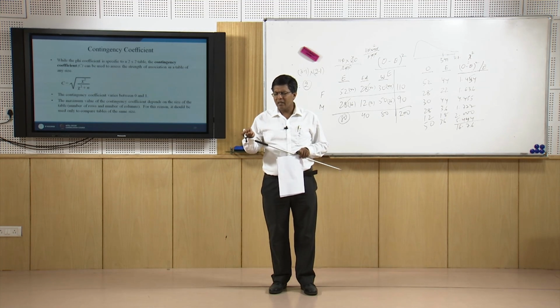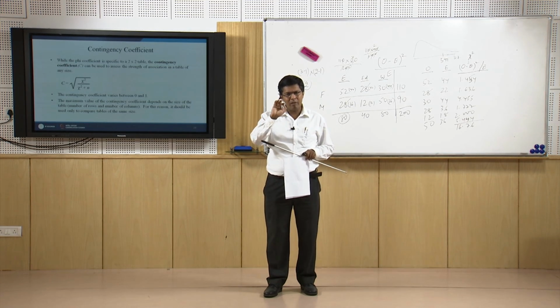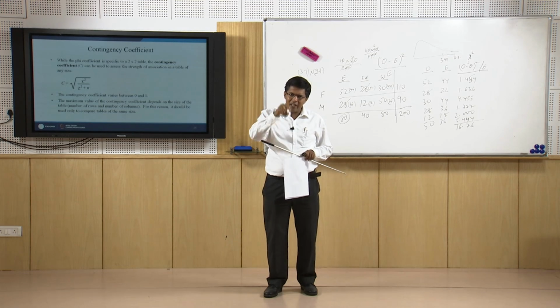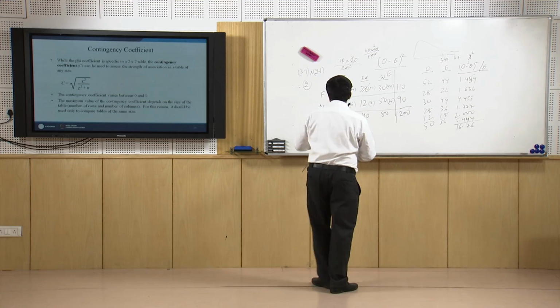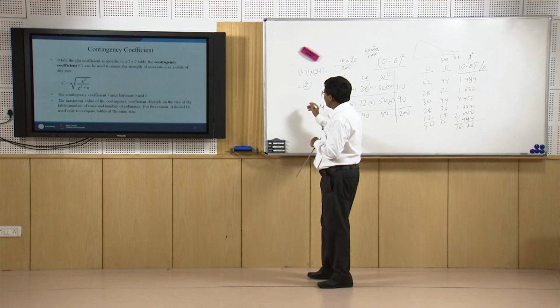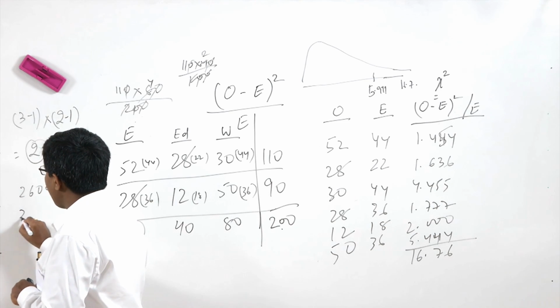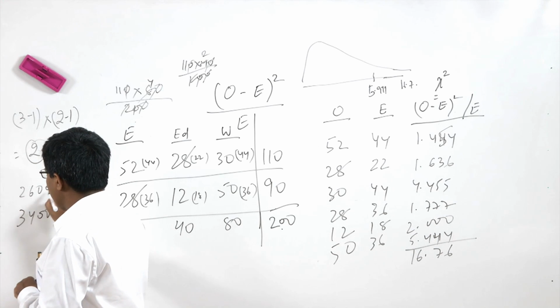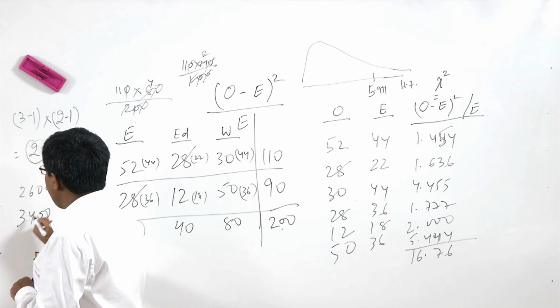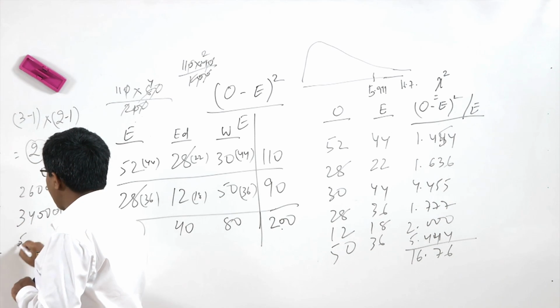For example, gender, religion, and sometimes income. Income is not categorical data, income is continuous data, but you can convert that continuous data into categorical data. How? For example, let us say somebody says my income is 2,60,000, somebody says mine is 3,40,000, somebody says 5,20,000, right.